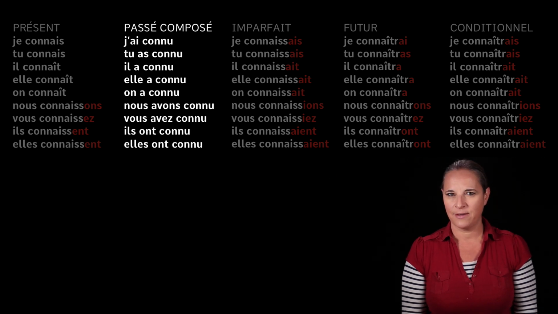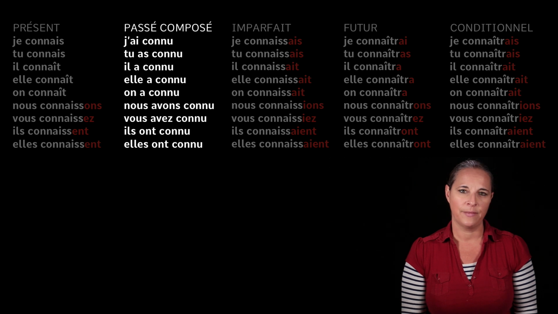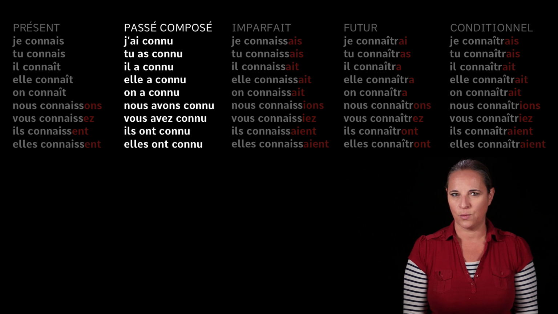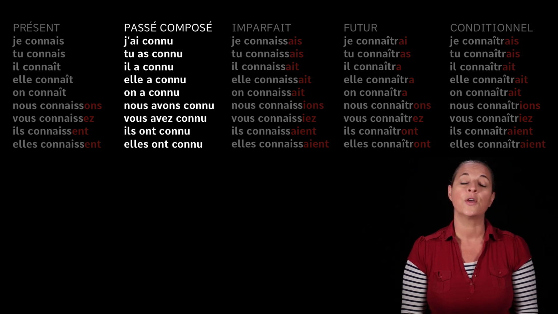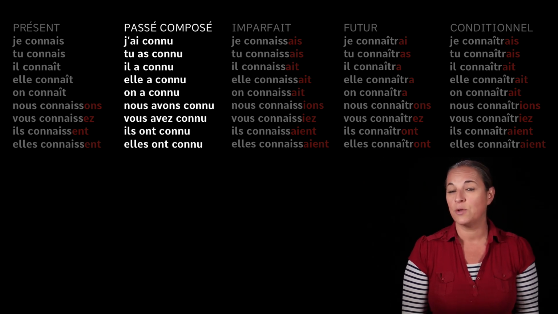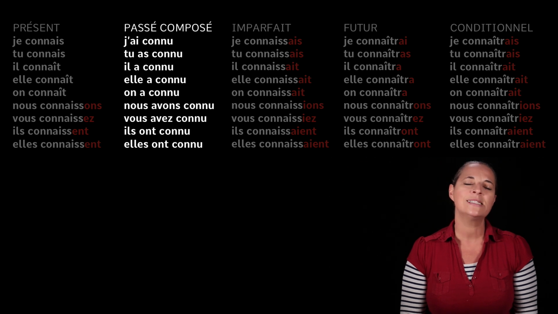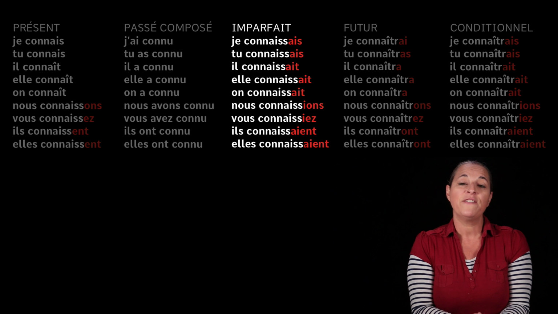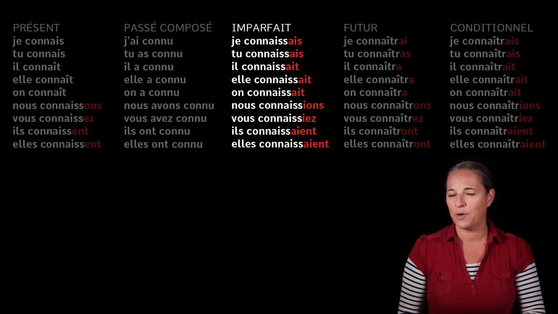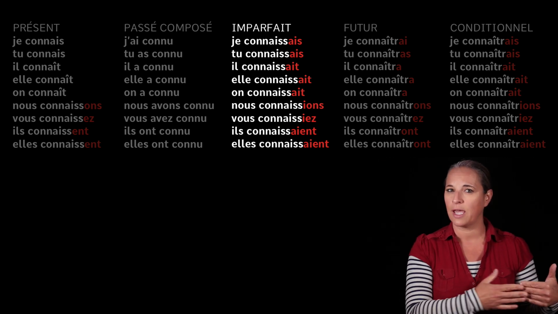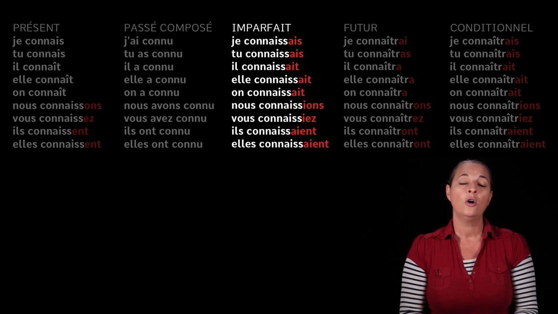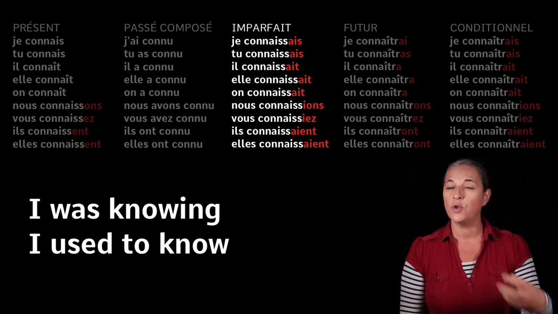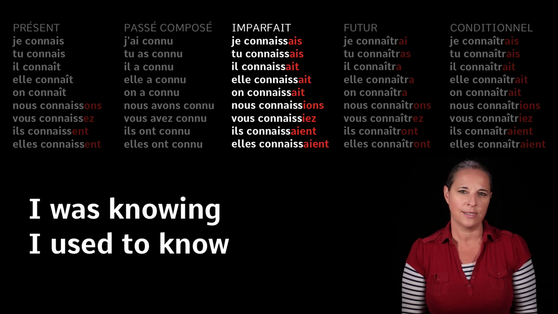Vous avez connu. Ils ont connu. Elles ont connu. Okay, so this is the past tense, the passé composé. Let's have a look at what it looks like in the imperfect tense. The imperfect tense is a tense that has happened in the past but somehow carried on over a period of time, or something that you used to do, okay? So, I was knowing or I used to know is what we want to try to say.